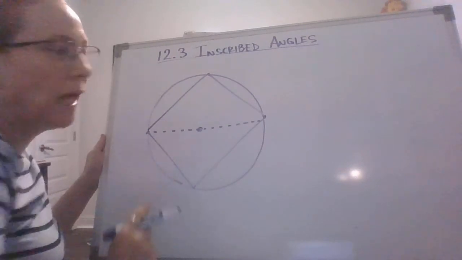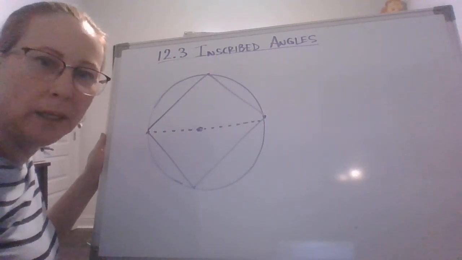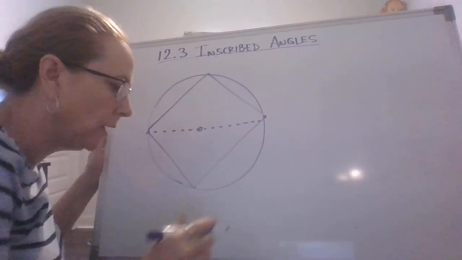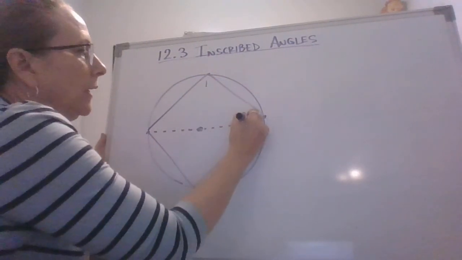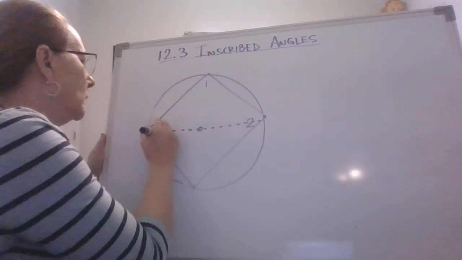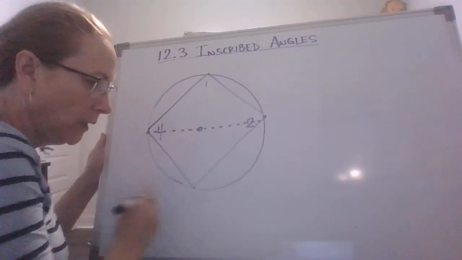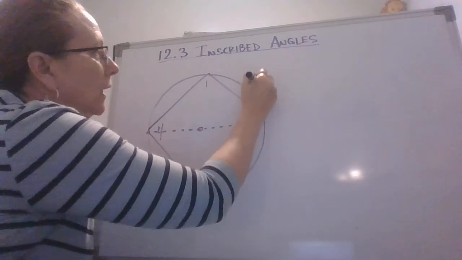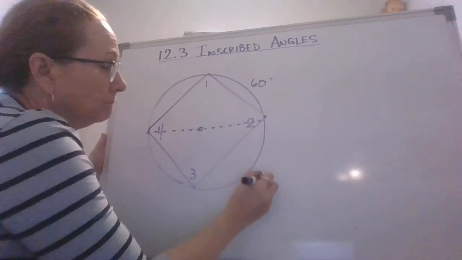Close enough. I wasn't aiming for anything that looked like a rectangle. It's rectangle-ish, but that's okay. So we have angle 1, angle 2 over here, angle 4 over here, and angle 3. And we've got 60 and 80.